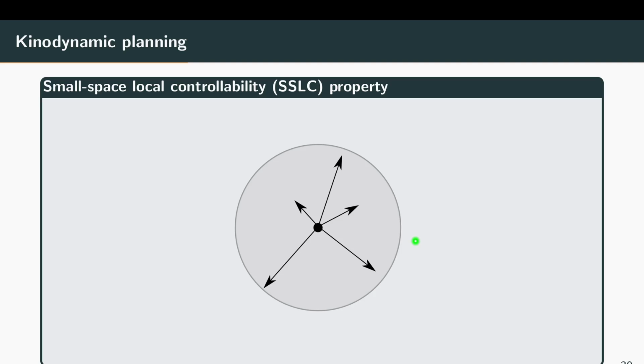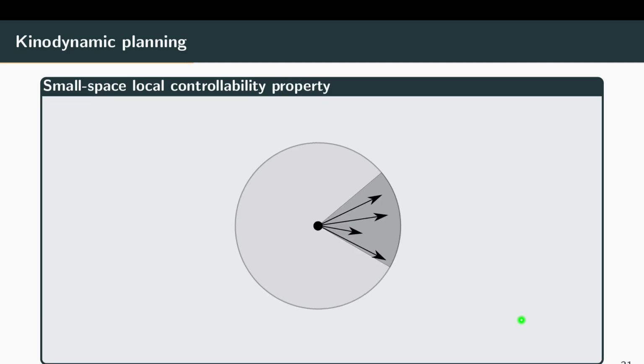Also, if you remember, earlier we discussed the equivalence between kinodynamic and geometric planning, and there was one particular system that made it equivalent, which was the single integrator. In the single integrator, you can always find an action that moves you in the right direction to go basically anywhere. Now in a kinodynamic system, you might be more limited.